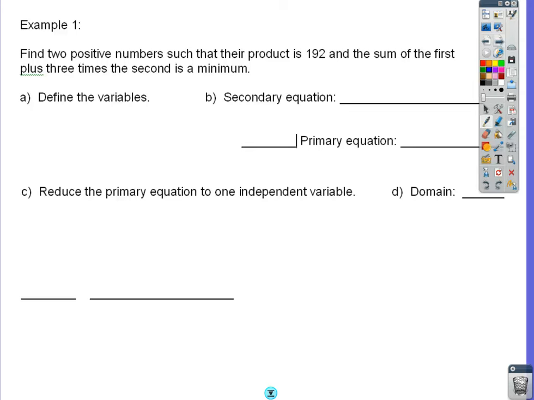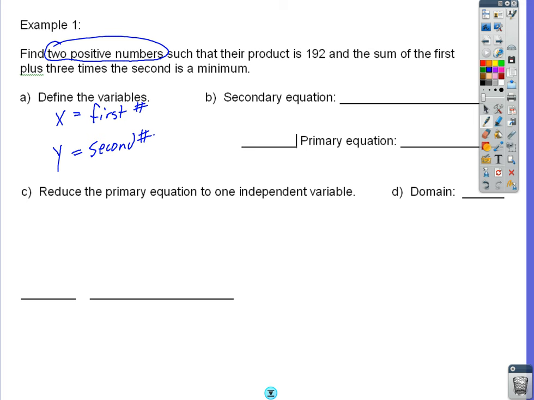So what I want to do is define what my variables are. My variables are two positive numbers, so I'm going to name them. One's going to be X and one's going to be Y. In this case, I want to say that X represents my first number, because they do mention a first number and a second number, and I want to label this so that everybody knows what each variable is.